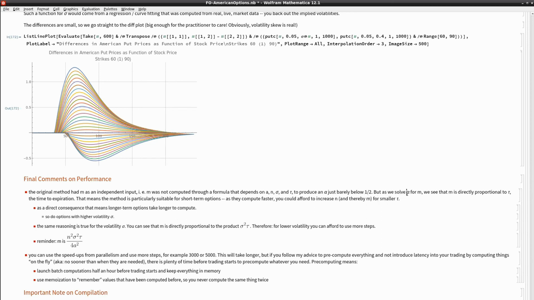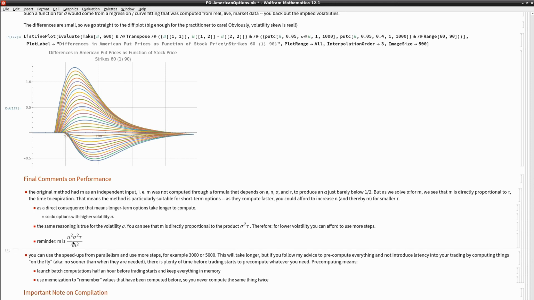But as we solve alpha for m, we see that m is directly proportional to tau, the time to expiration. That means the method is particularly suitable for short-term options. As they compute faster, you could afford to increase n and thereby m for smaller tau. Right? M and n are going in the same direction.